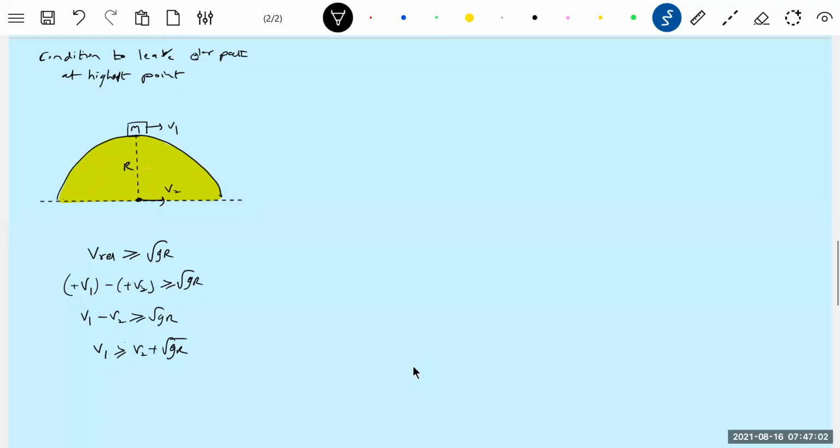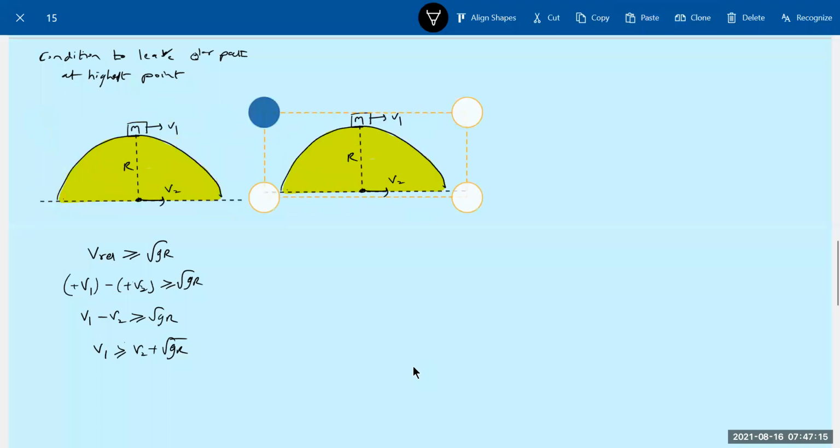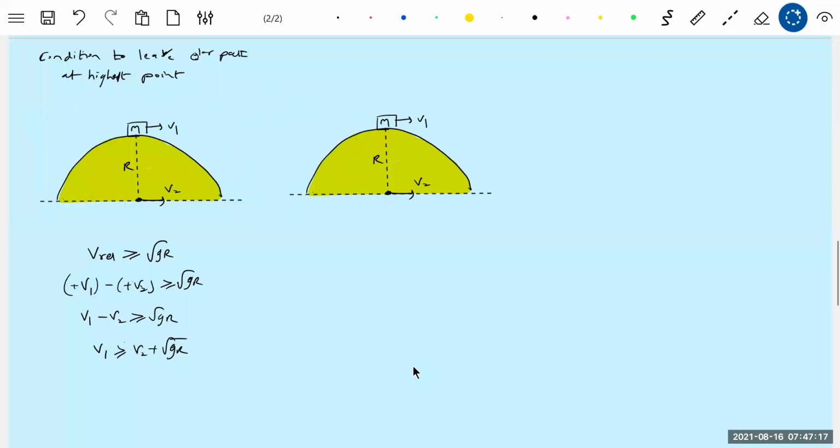If the hemisphere is also given a motion, what is v1? This should be the velocity of the block. The velocity of the hemisphere is given for us. Now similarly, some relative motions can be asked, you have to be careful.